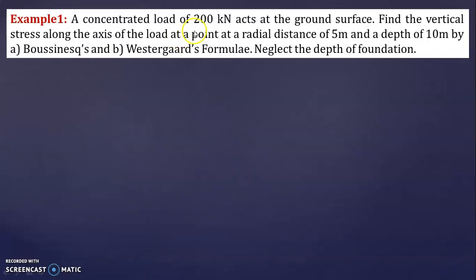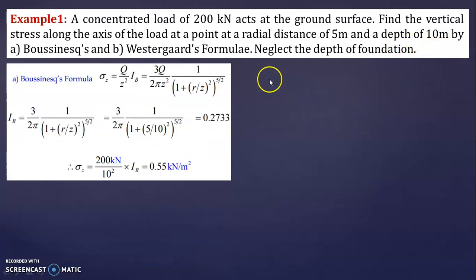A concentrated load of 200 kN acts at the ground surface. Find the vertical stress along the axis of the load at a point at a radial distance of 5 meter and depth of 10 meter by Boussinesq and Westergaard's formulae. Neglect the depth of the foundation. So here we have to calculate the vertical stress using both equations, Boussinesq and Westergaard, at a point at a radial distance 5 meter and depth of 10 meter. Let us solve first using Boussinesq equation.